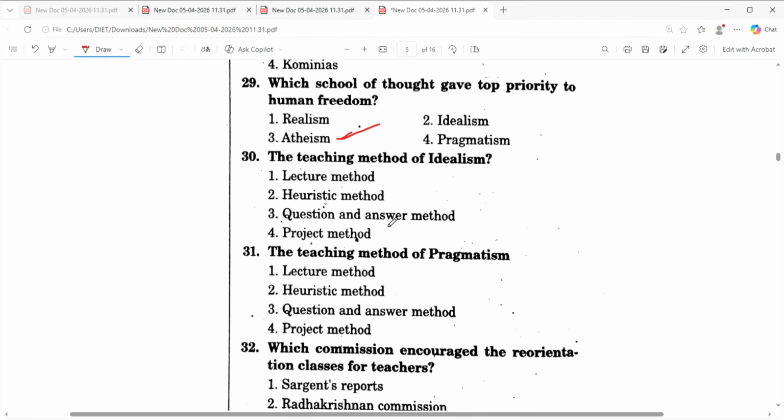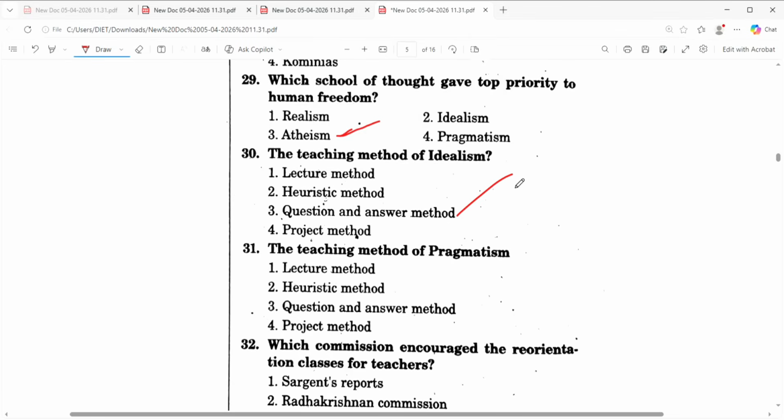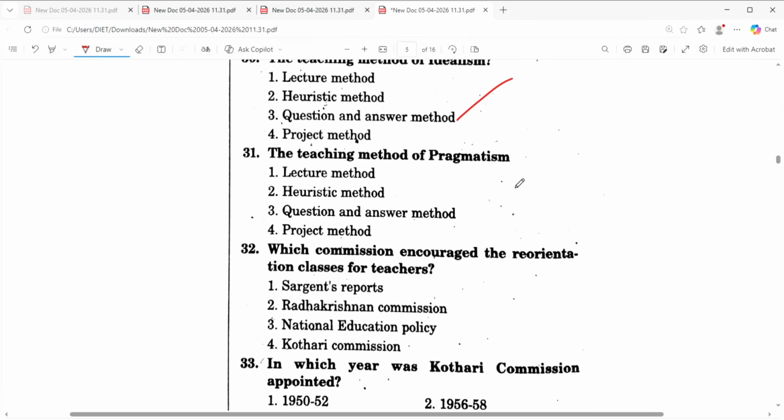The teaching method of idealism is: lecture method, heuristic method, question answer method, project method. The answer is question answer method. The teaching method of pragmatism. When we see pragmatism, it depends upon practicality. Lecture method, heuristic method, question answer method, and it is project method.